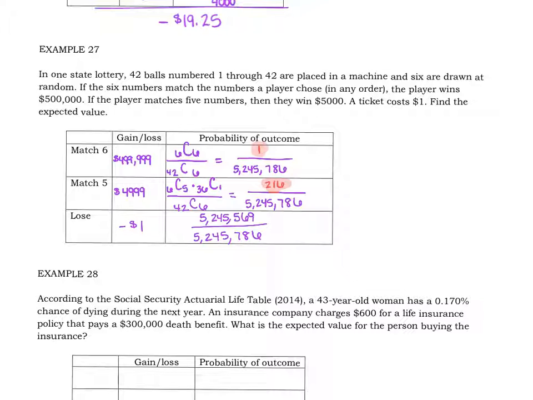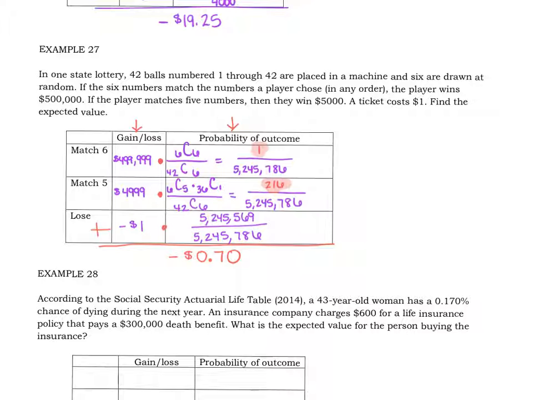Now, just like we did before, we've got our outcome here. That's our first column. We've got the probability it happens. So multiply the gain or loss by the probability, the gain or loss by the probability, the gain or loss by the probability, and add all of those up. And we will find that on average, we are expected to lose 70 cents every time we play the lottery.